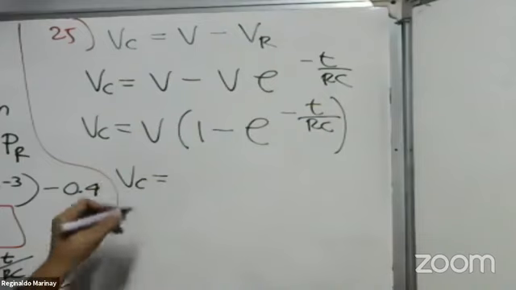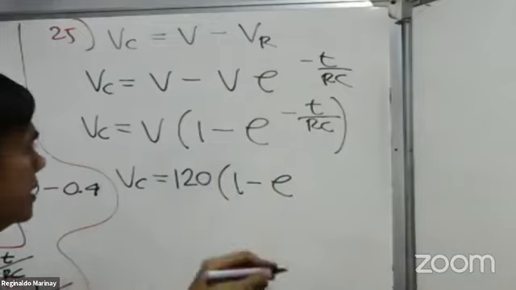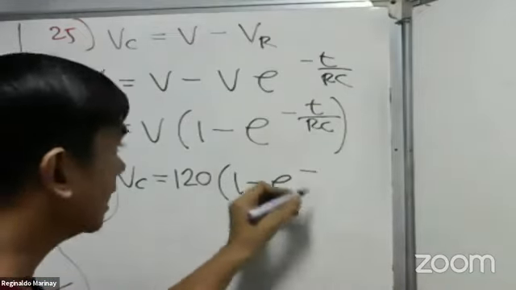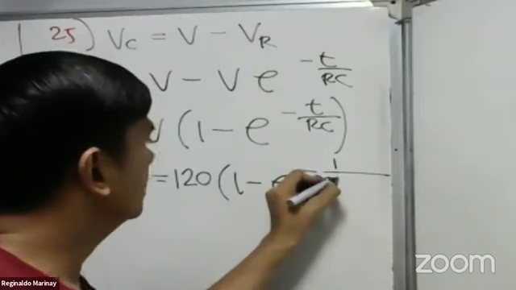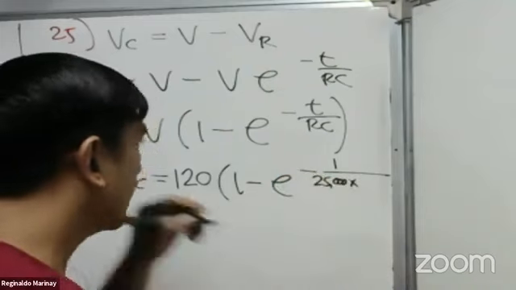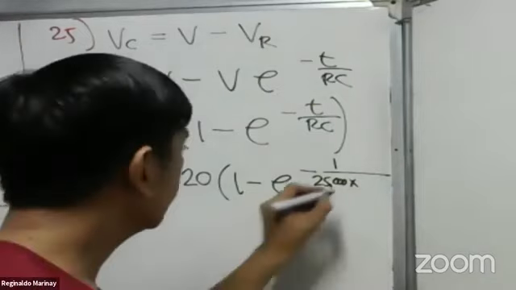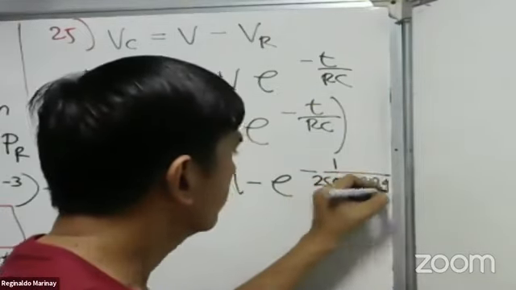What is our E? 120, times 1 minus e raised to negative t. By the way, our time is simply 1. Then, our R is 25,000. Then, our C, we already have C, 219.4 micro, that is times 10 raised to negative 6.